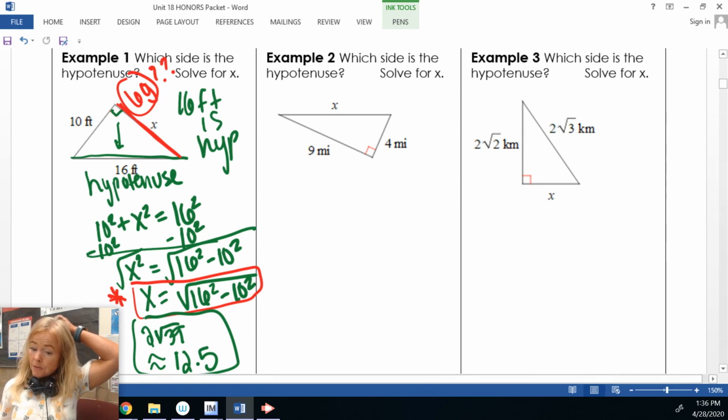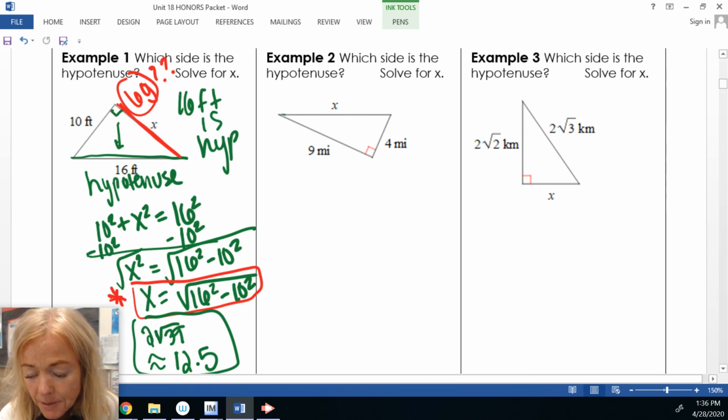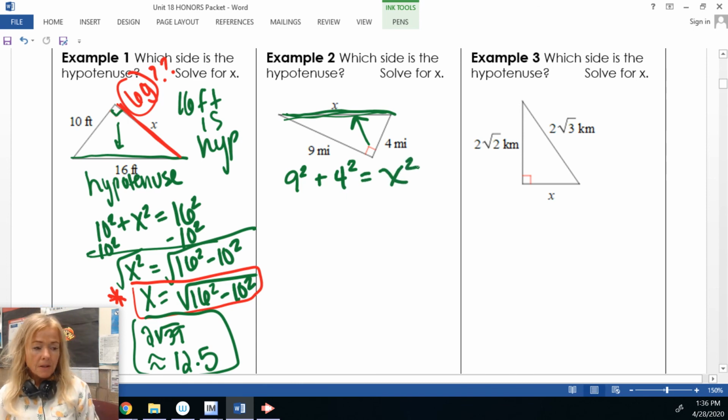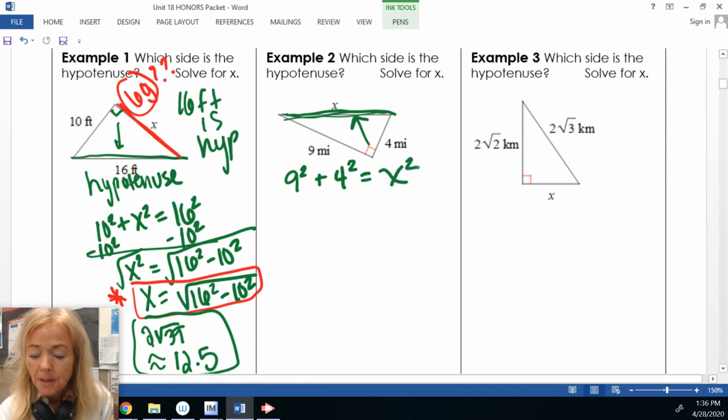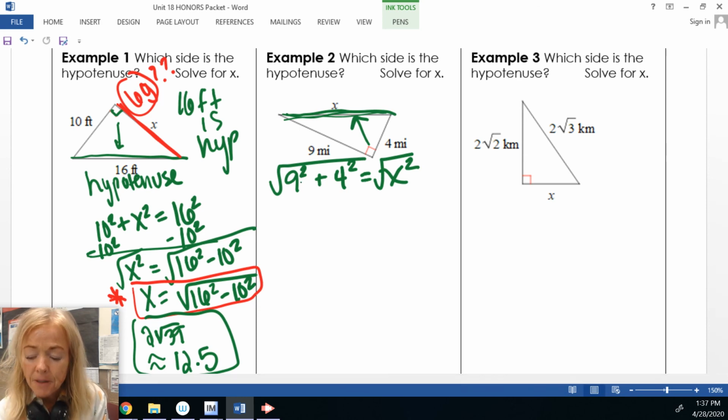So example 2, which side is the hypotenuse, and solve for x. So the hypotenuse is right here. It's across from the 90. And here we have our two legs. So we have 9 squared plus 4 squared is equal to x squared. So setting that up, we know that we immediately have to square root because we have x squared equals. We undo the square by square rooting, and we have 9 squared plus 4 squared.